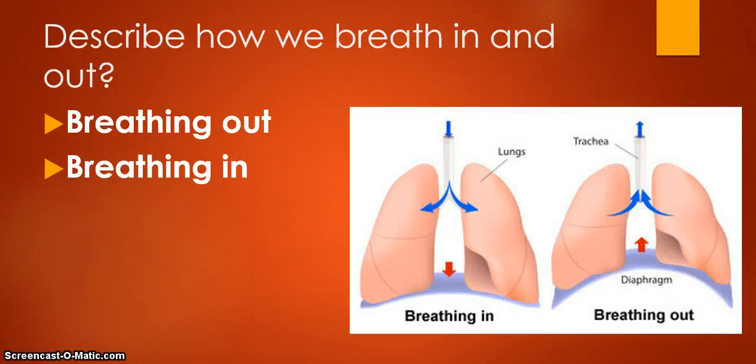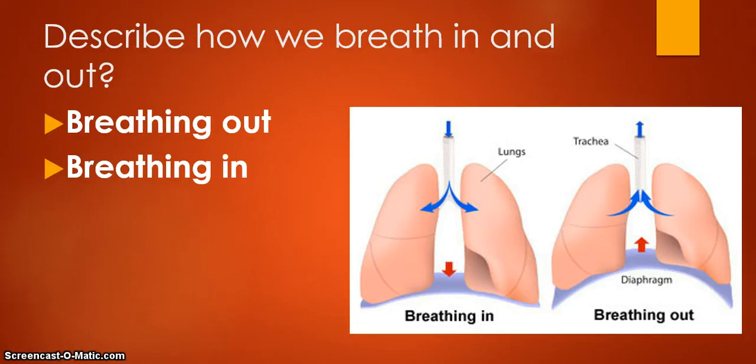Breathing in and breathing out. Breathing out is when we exhale, the diaphragm and the intercostal muscles relax and return to their resting positions. The diaphragm curves upwards and moves up, and so the intercostal muscles move the ribs downwards and in.